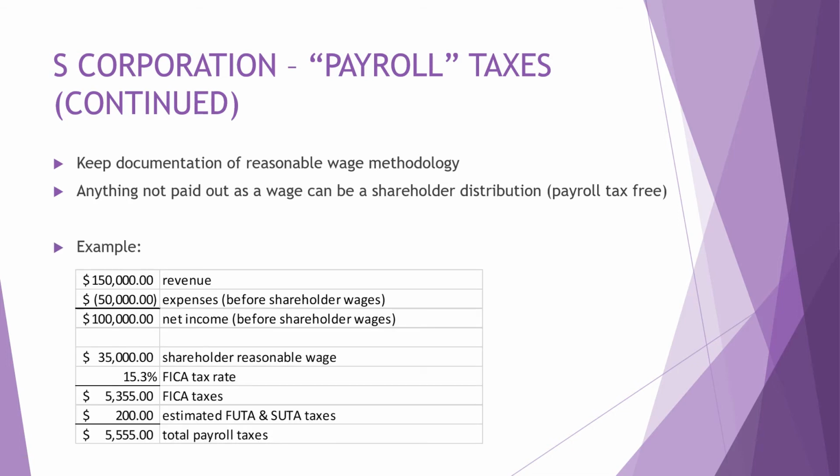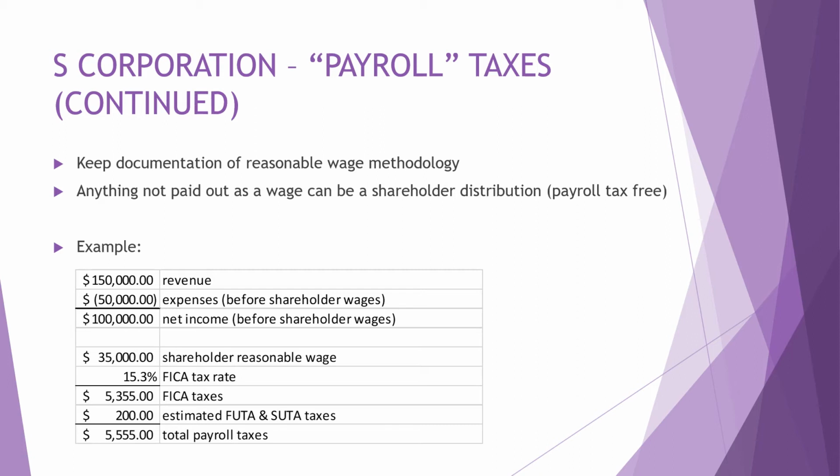So let's look at an example here for an S corporation. Just as before, we'll still have the $150K in revenue and $50K in expenses, and that's before looking at your shareholder wage amount, which gives us the same $100,000 of net income, again before the shareholder wage amount.